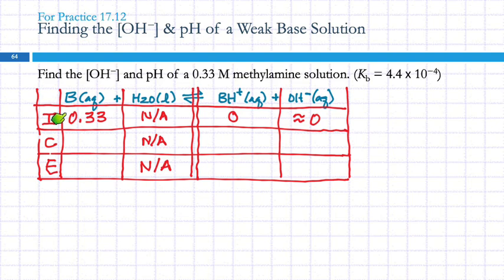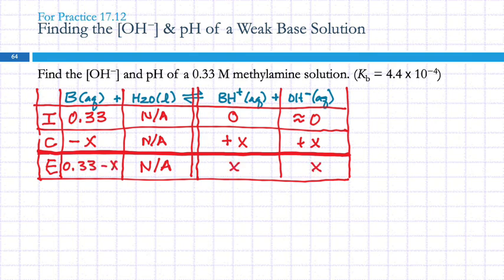Okay, so now we can look at how do these things change? Well, the zeros can only go up. They're going to go up by x. Is this looking familiar? And this is going to go down by x. And then we add those rows. We add I and C to get E. We got 0.33 minus x. We have x and x.